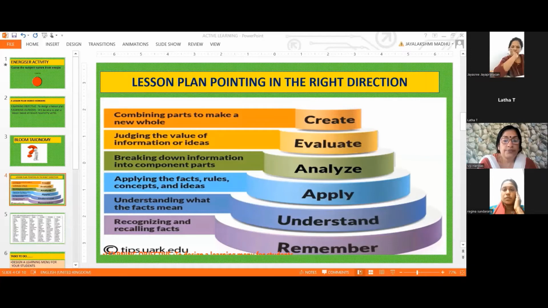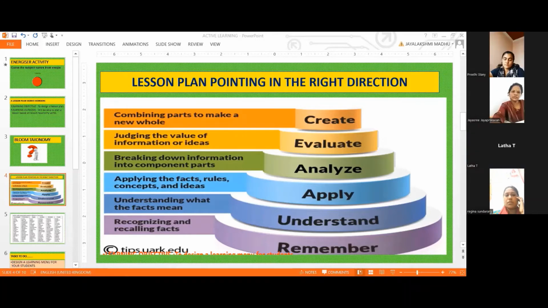So the next level is, after evaluate, what is the next level? Create, ma'am. Create.